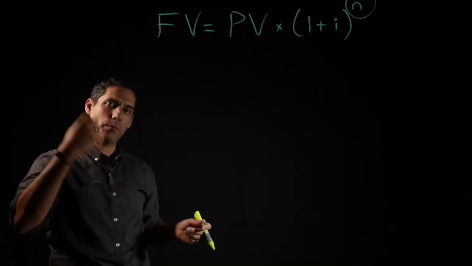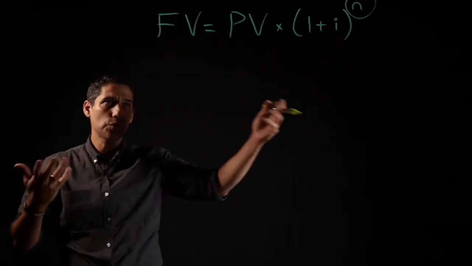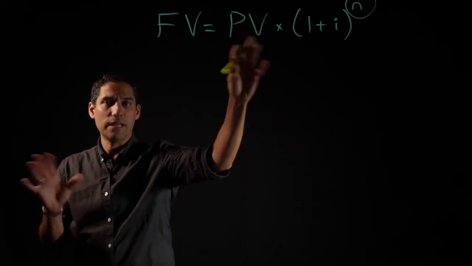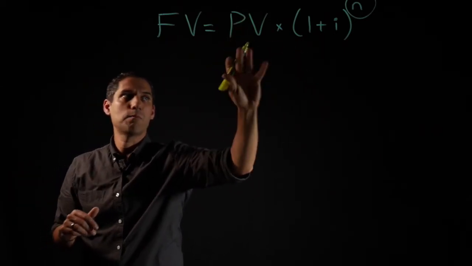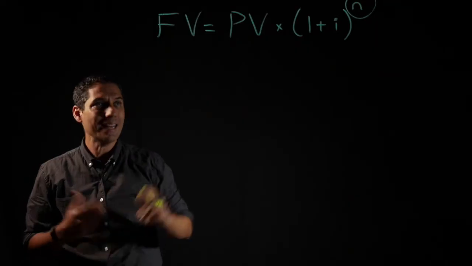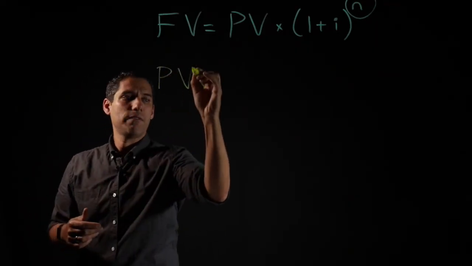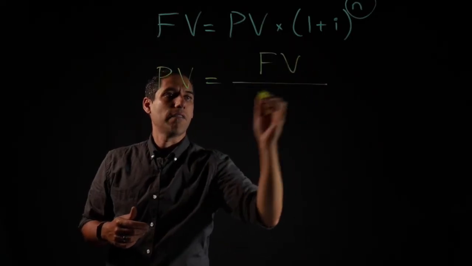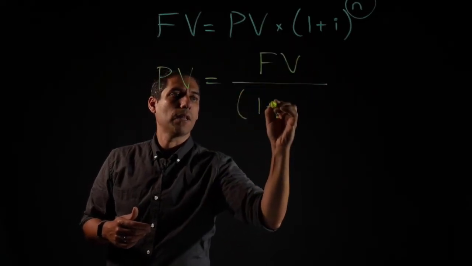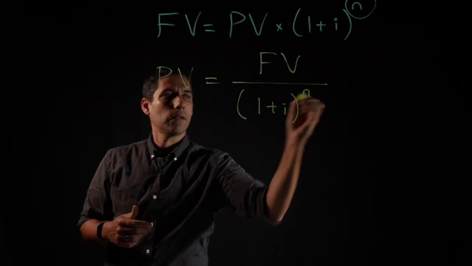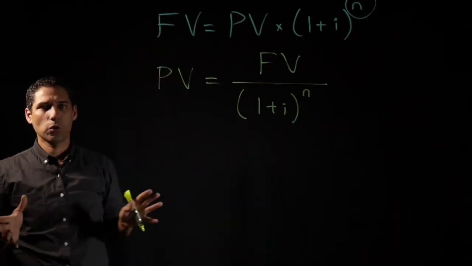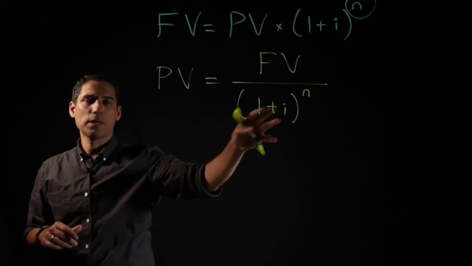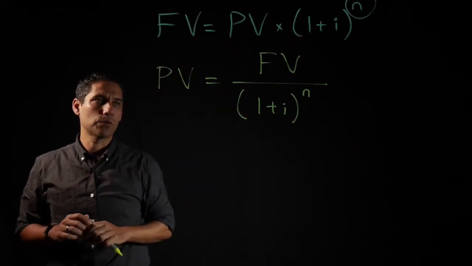If you're talking about the present value of a single cash flow in the future, we just do simple algebra. We just need to leave PV alone, and it will work, right? Divide both sides by 1 plus I raised to n, and we're going to have PV equals FV divided by 1 plus I raised to n. That's all it is. And then you plug it in, divide by 1 plus I raised to n, that gives the present value today.